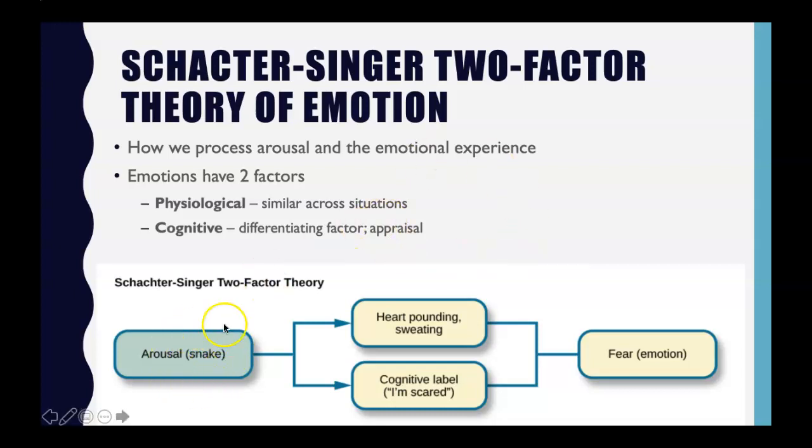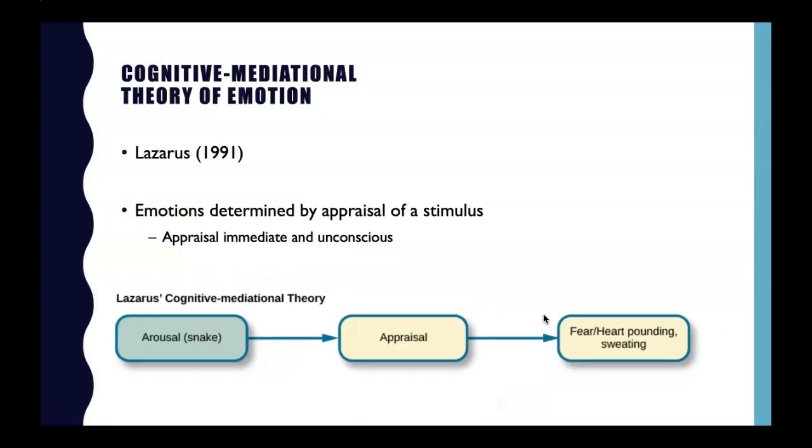So you have the arousal of the snake, and concurrently you have your physiological response and your brain assessing the situation. And these two factors together are going to lead to fear or emotion. So with this Schachter-Singer model, we're getting kind of the best of both worlds. And finally, Lazarus in 1991 coined the cognitive mediational theory of emotion. Just the idea that emotions are going to be determined by the appraisal of a stimulus.